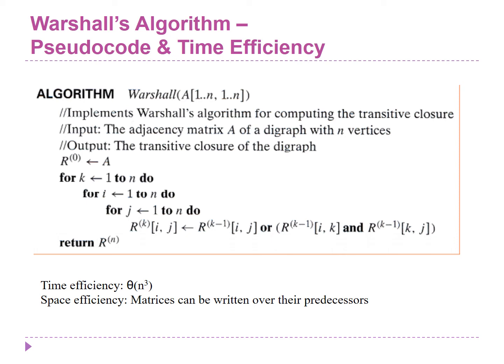The time efficiency of the Warshall's algorithm is theta of n cube, and the space efficiency could be obtained by overwriting the matrices that are generated in the preceding iteration.